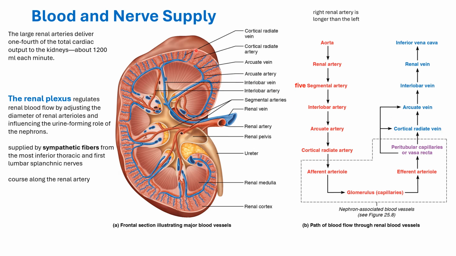These over here are the cortical radiate veins, which then join to form the interlobar veins. These veins are present between the lobes. Like I said, the kidney has around 8 lobes. So these are interlobar veins. These interlobar veins join to form the renal vein. This renal vein is going to drain into the inferior vena cava.